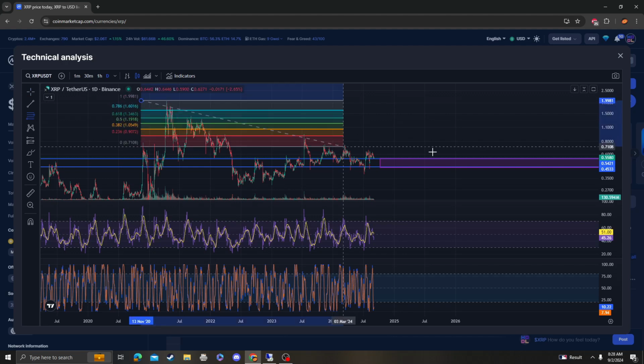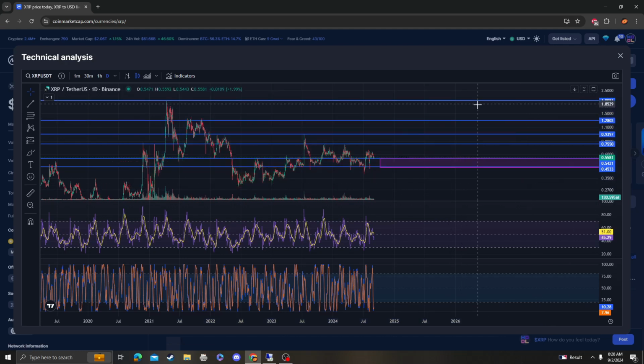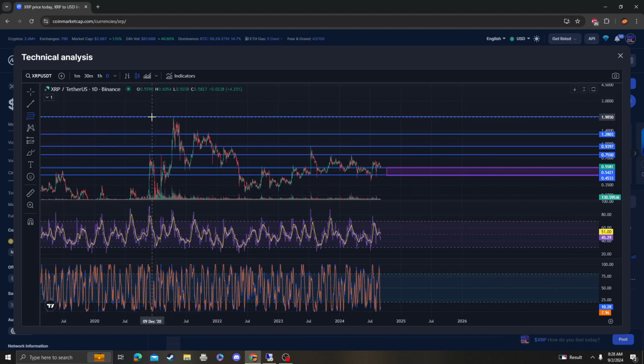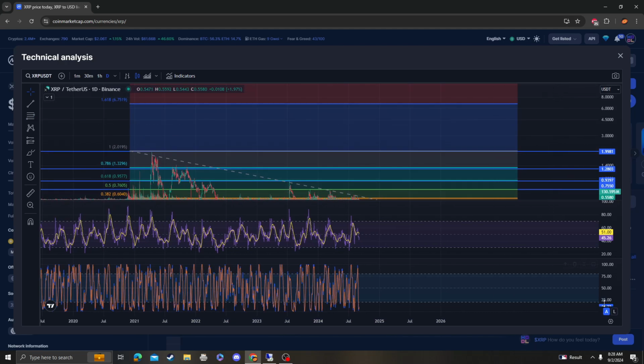target on the way up, from a macro perspective, is going to be the 0.5, 618, $1.31, previous high at $1.99.